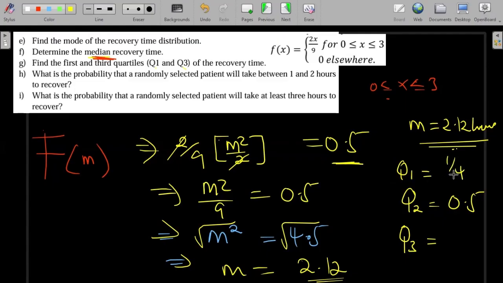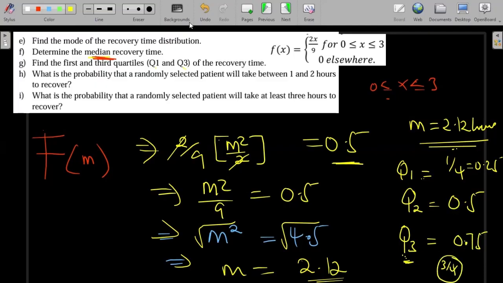Okay, so in decimal, 1 over 4 is the same as 0.25 when you're finding Q1. Remember, our Q1 is just the middle value of the lower half of the data set. And then Q3 is the middle value of the upper data set. So if you are finding Q3, it means you equate your CDF to 0.75, or you can say 3 over 4.